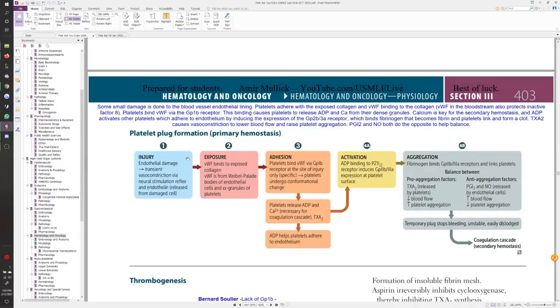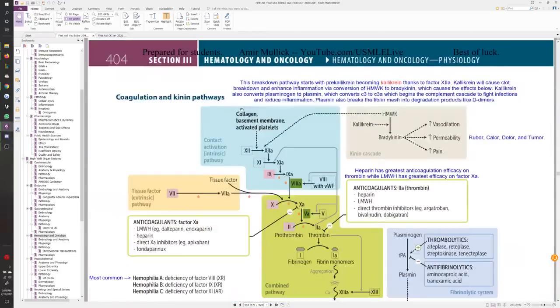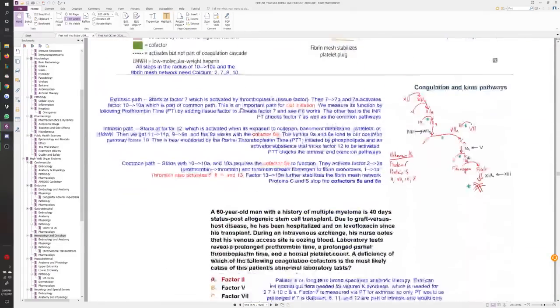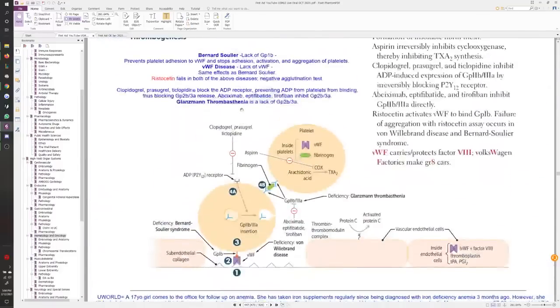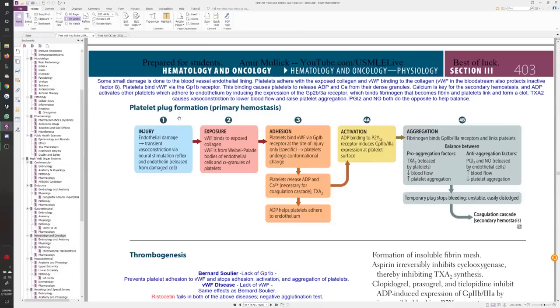So first thing we had here was your hemostasis topic, right? Where you have your primary hemostasis and the coagulation kinin pathways, right? So those were pretty intense topics when we were brand new to all of this. So with your primary hemostasis, it was all about the first few steps of things that occur when you have some kind of bleeding, right?